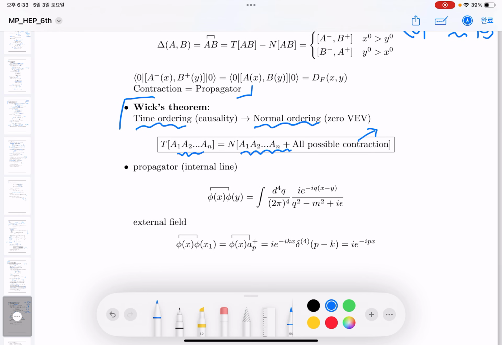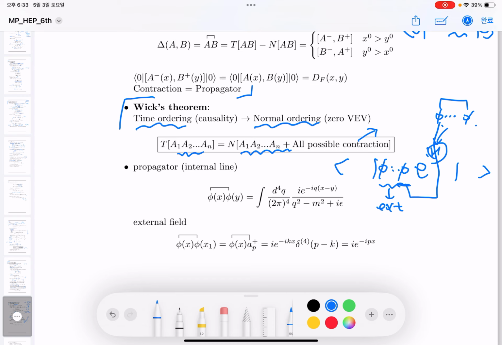So if we remind ourselves of the Dyson expansion, here this was the n-point correlation function, so these are the external fields, but in the time evolution factor there will be internal fields. The contraction between the internal fields gives the propagators, but the contraction between an external field and an internal field gives the external propagator. So this gives the Feynman diagrams for the interacting theory.